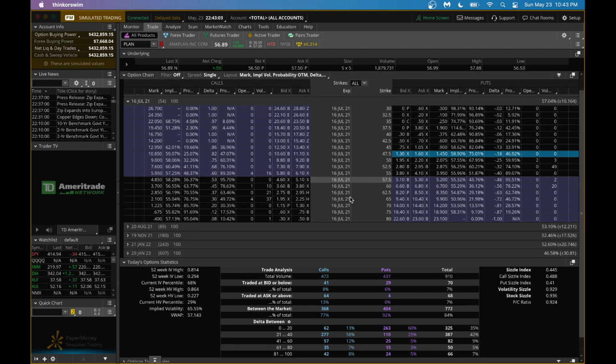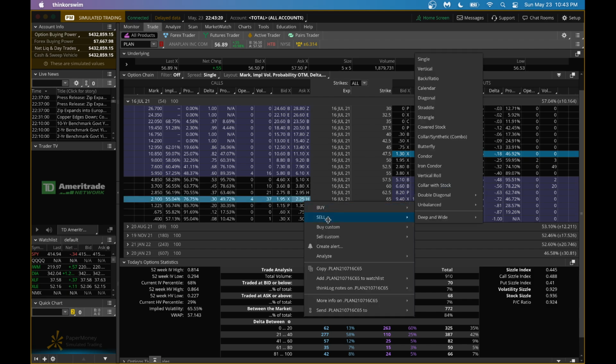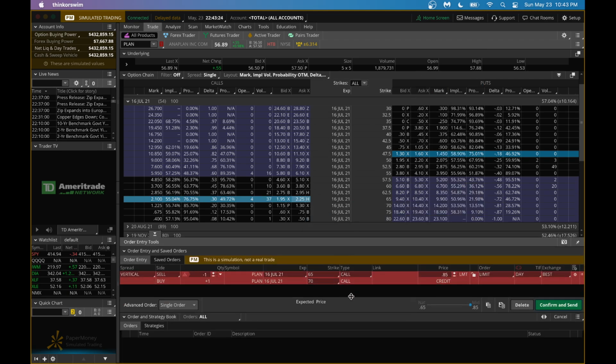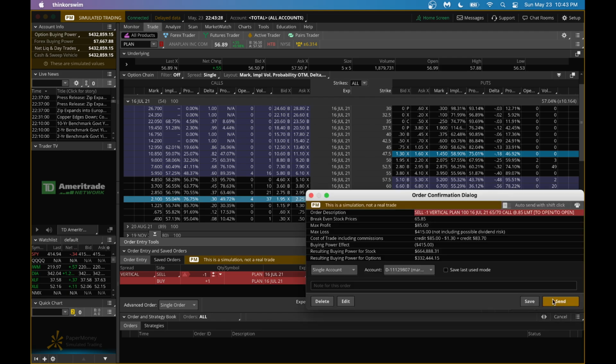As you look through this here on the call side, stock is at 56. As you scan through this, there is a good amount of money here at 70. You could even try this 65/70, see how much you'll get. There you go, 85 cents credit. Not a bad idea. You could also confirm and send this.